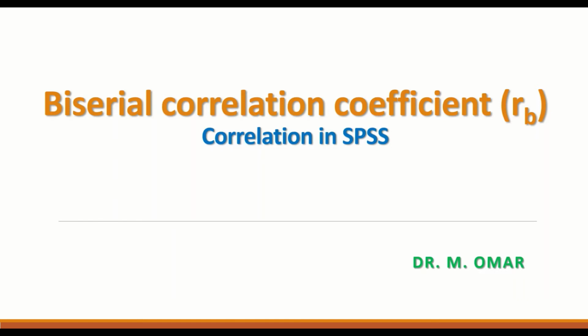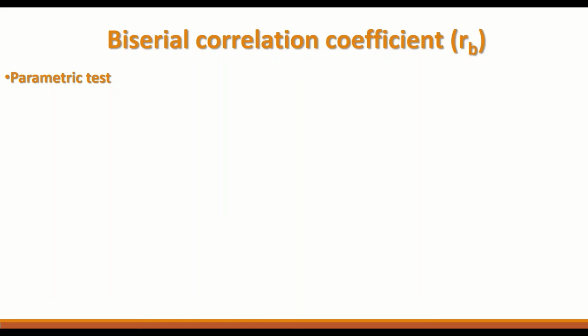Biserial correlation coefficient, rb, is different from point-biserial correlation coefficient. I have already described the point-biserial correlation coefficient in a separate video. So you need to make sure that there is no confusion between the two tests. There is a difference between both tests. In this video, I will describe the biserial correlation coefficient.